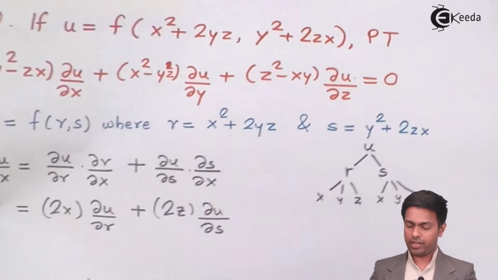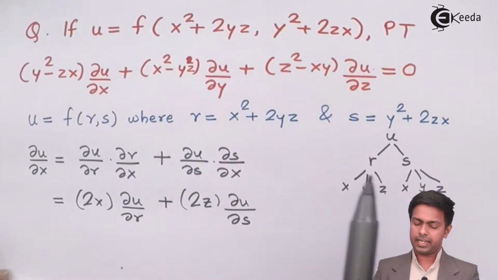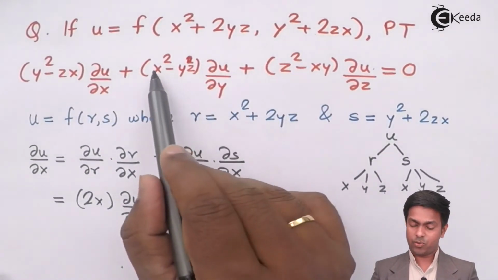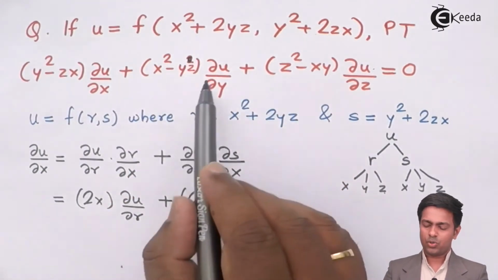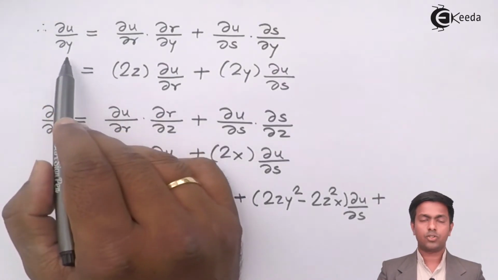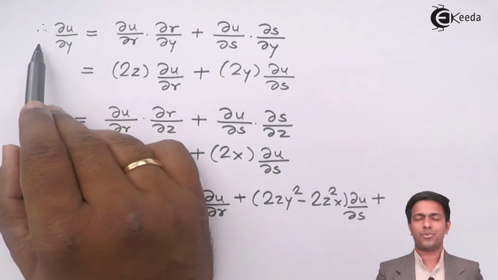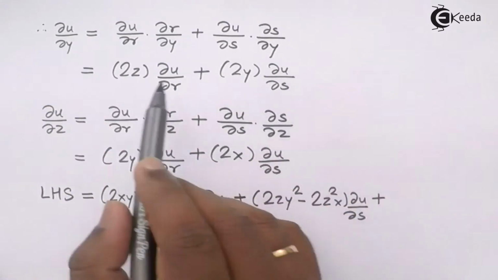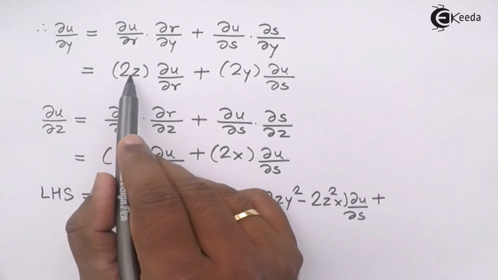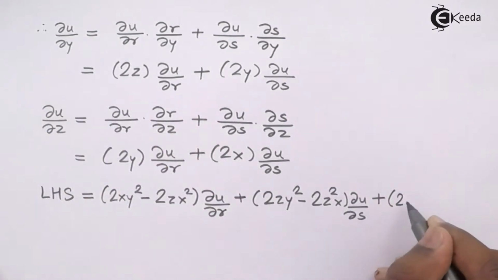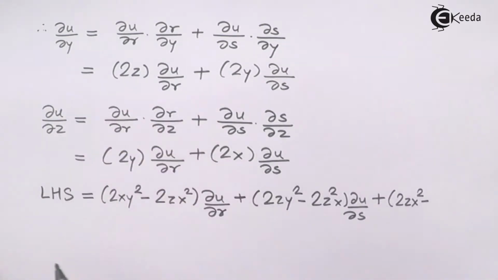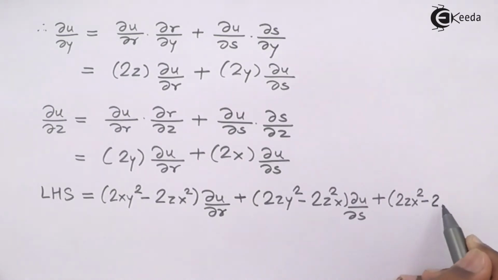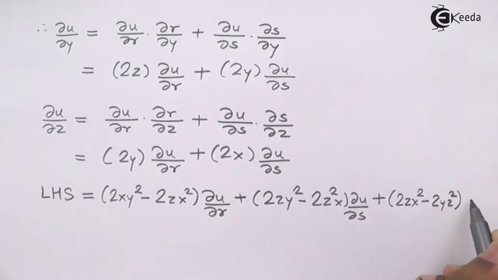Next we have plus sign, so that is why here I have given the plus sign. Now we'll multiply the second term, that is del u by del y with x square minus yz. So here we have del u by del y. If I multiply left hand side with x square minus yz, I have to multiply right hand side with x square minus yz. So here 2z into x square will be 2zx square minus 2z into yz, that will be 2yz square into del u by del r.